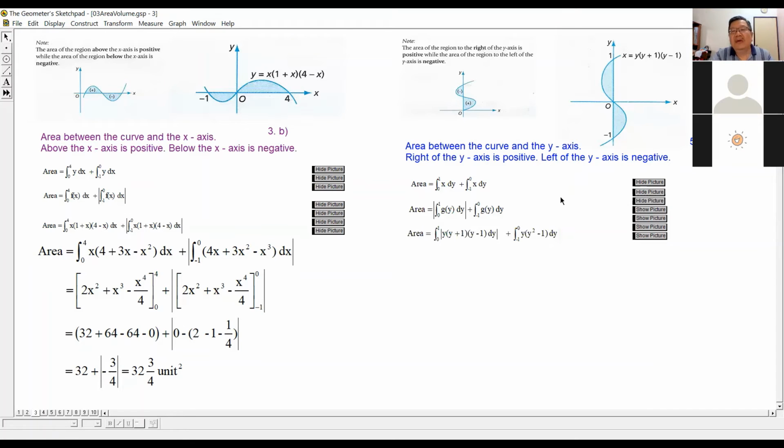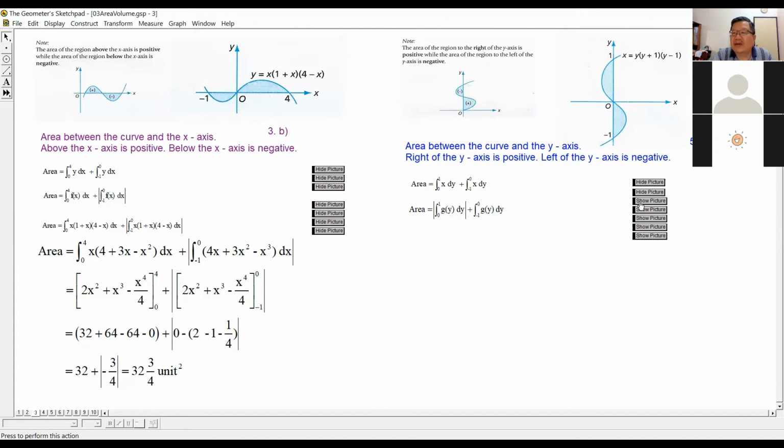Okay, so now I replace the function with everything in terms of y. From 0 to 1, everything is in terms of y. Now this y plus 1, y minus 1 is actually y squared minus 1. So at the back, I don't write out the function in full. I just write out y squared minus 1.